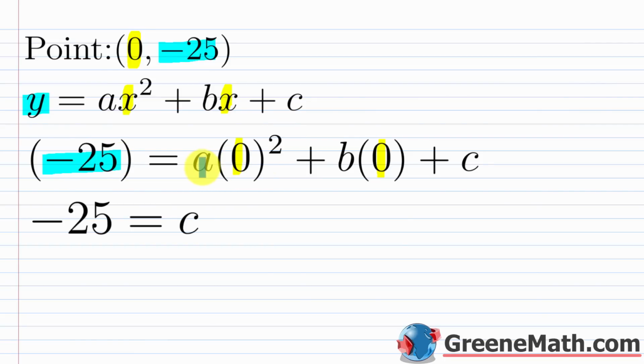And then 0 times a, whatever that is, would be 0. So this is gone. Same thing here. 0 times b is 0. So that's gone. So you're just left with negative 25 is equal to c. Again, that's going to make the problem a lot easier.